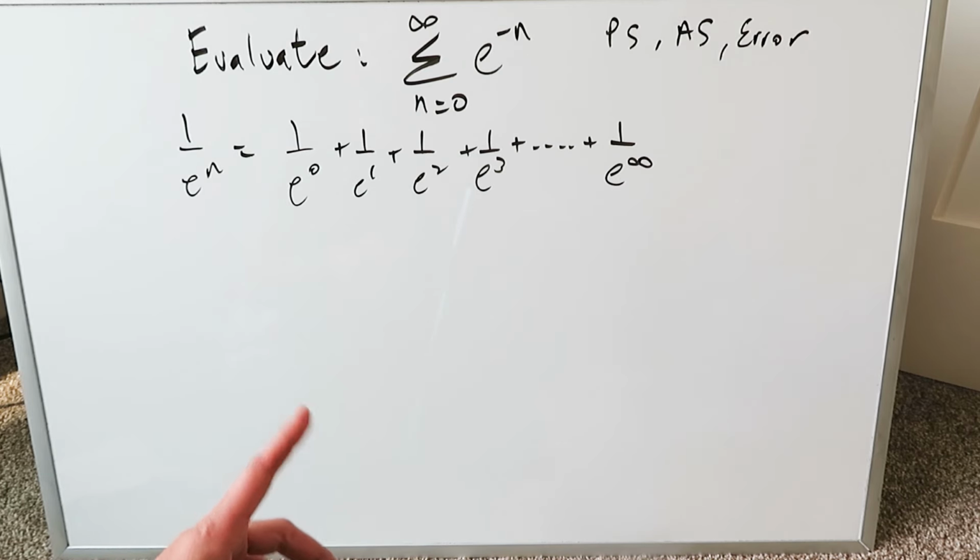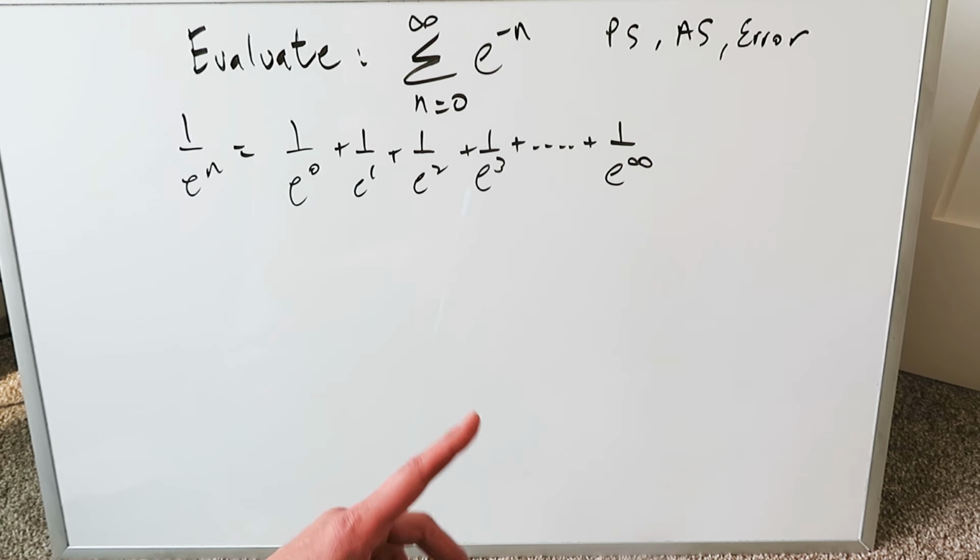In this video, we're looking at a single question. We're evaluating that series with regards to the partial sum, the actual sum, and the error. We'll start here with the actual sum or the true sum of the series. It would look something like how I have written here already for you.